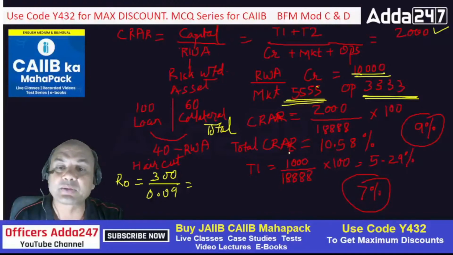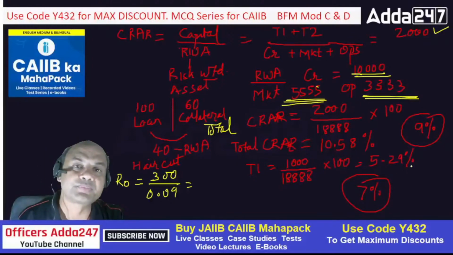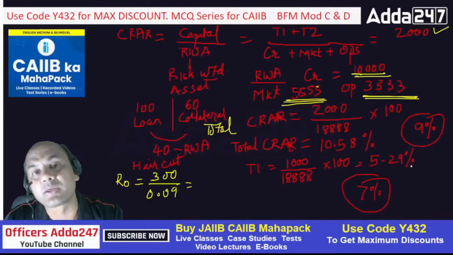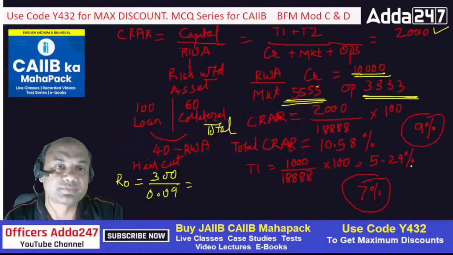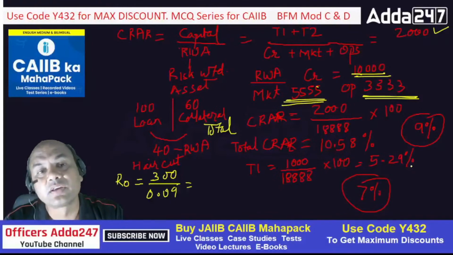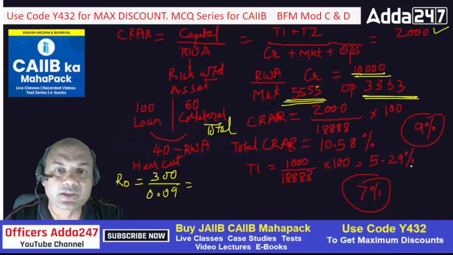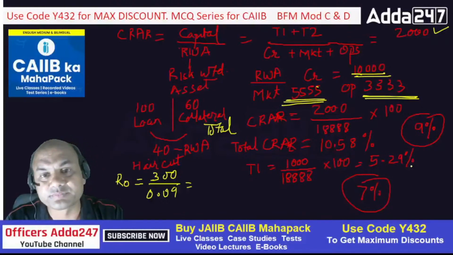So here I am in the problem, right? That's why you have got both the answers over here: total CRAR of 10.58 and T1 CRAR of 5.29. This is the way you have to solve the numerical in exam. You will get one numerical for 5 marks surely on this. So has everyone understood this? Firstly, the concept is you must understand it. Everyone? Type yes in the comment section. Shall we move ahead?